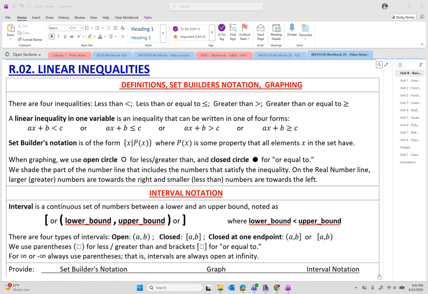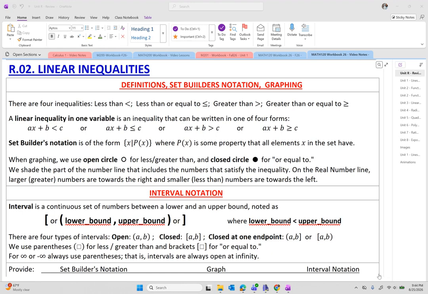When graphing, we use an open circle for less than or greater than, and a closed circle for the option to be equal to a particular value on the number line. We shade the part of the number line that includes the numbers that satisfy the inequality. On the real number line, larger numbers are towards the right and smaller numbers are towards the left.